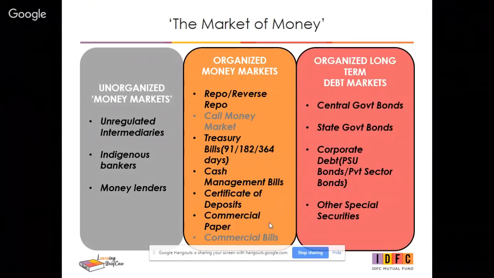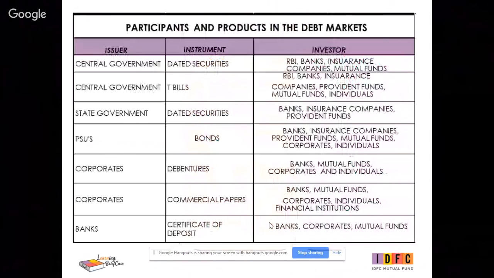There are corporate debt funds taken by corporate banks, sometimes corporate entities, which are PSU or private sector. There are other special securities, things like SPVs, which are special purpose vehicles, wherein for a particular project funds are taken, and there's an escrow account built around it where the interests are paid out of revenues earned from that SPV. But for the context of today, we'll stick to a few participants and products in the debt markets. Things like central governments.